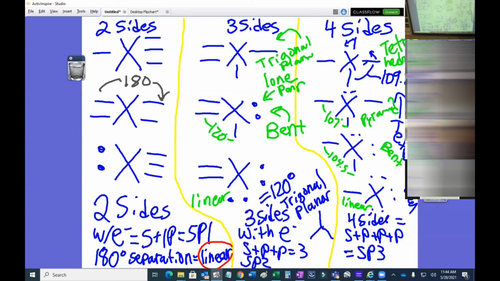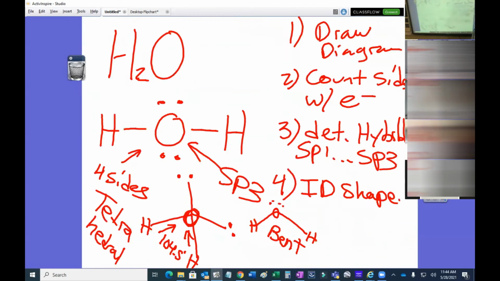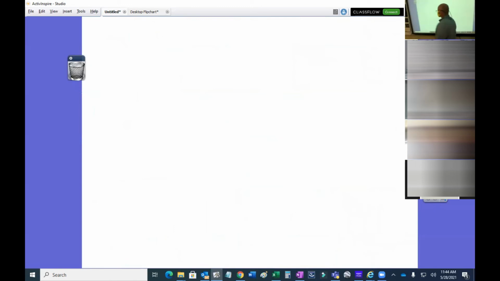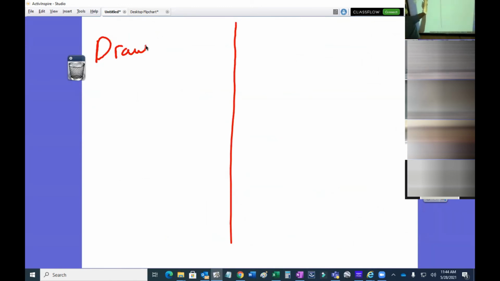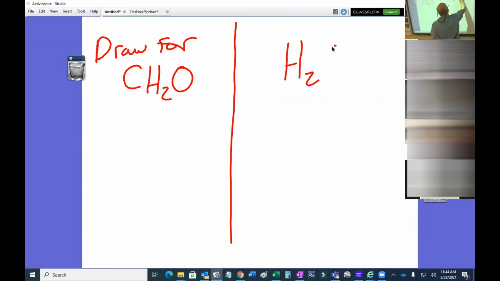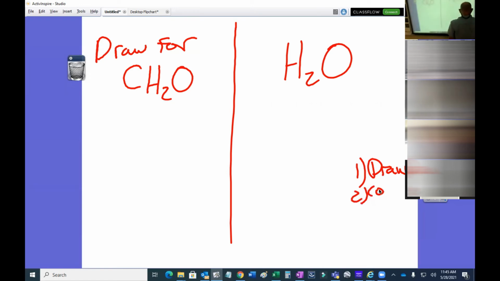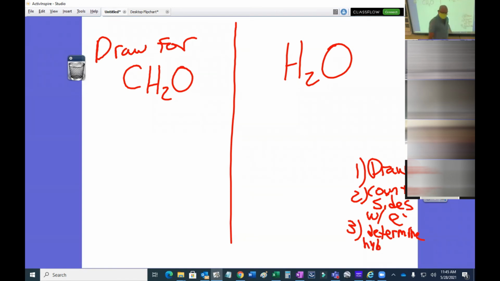Okay, let's try something. Let's try this. We're going to do two quick examples. Draw the dot diagram for CH2O, and then we'll do another one, H2O. And here's what I want you to do. For both of these, I want you to do number 1, draw. Number 2, count sides with electrons. Count the sides with the electrons. Number 3, determine hybridization. What does that mean? It means tell me if it's sp1, sp2, or sp3. Determine hybridization.